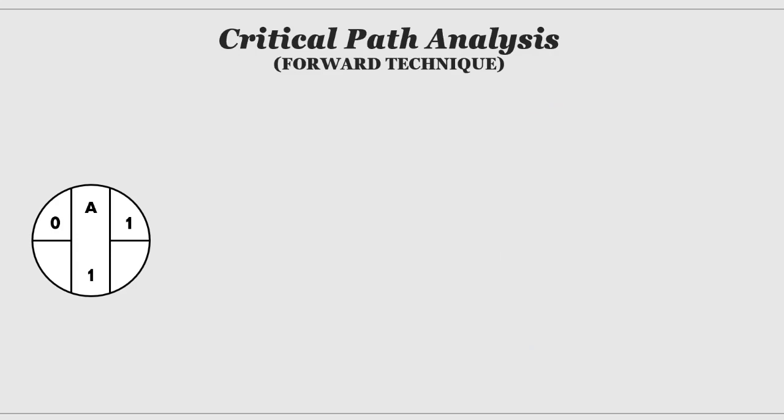The third process is that we do the forward technique by calculating the earliest start and earliest finish. Activity A is carried out at the beginning so the earliest start is 0 with a duration of 1 month. The earliest finish is 0 plus 1, equal to 1, and so on until the last activity.